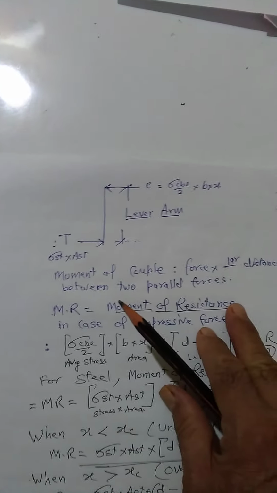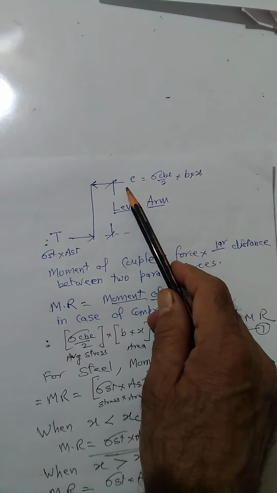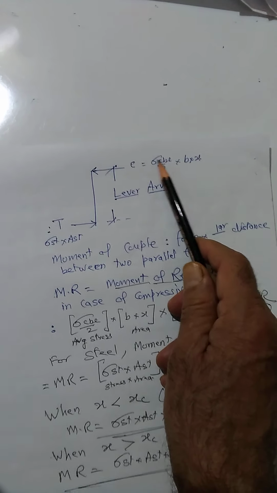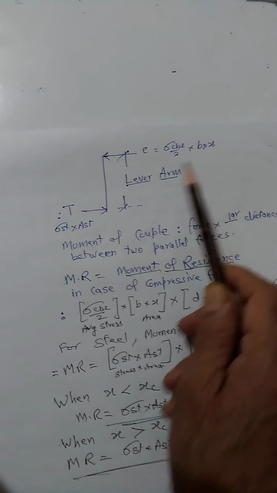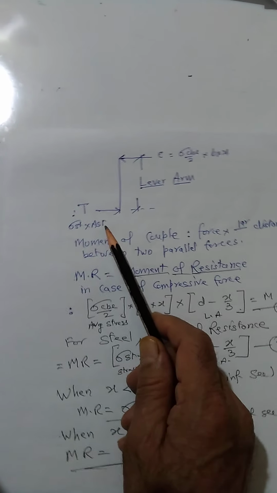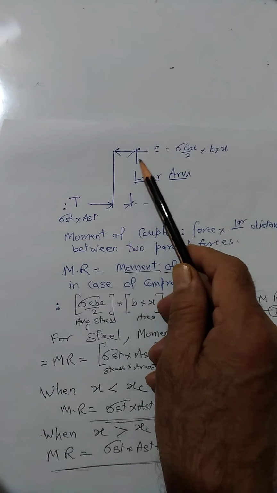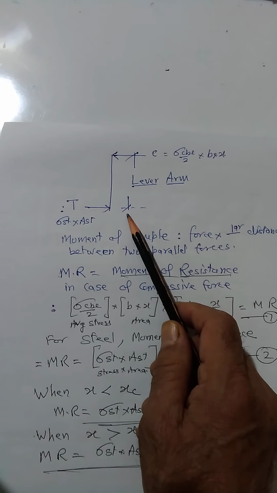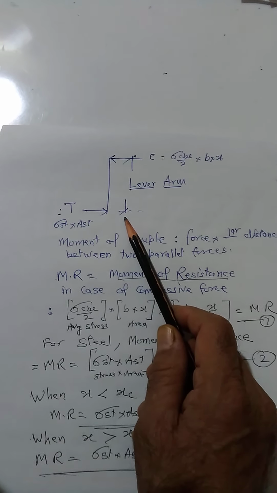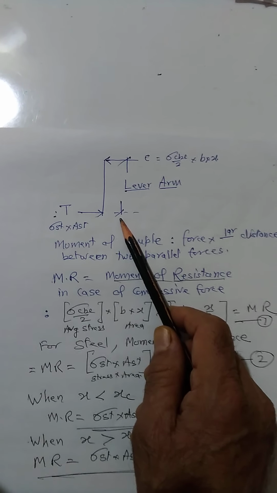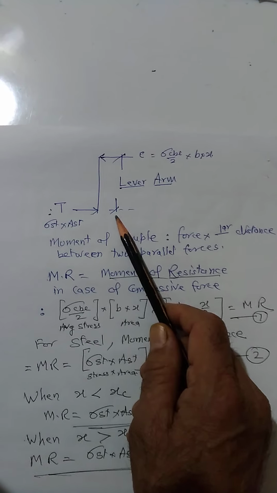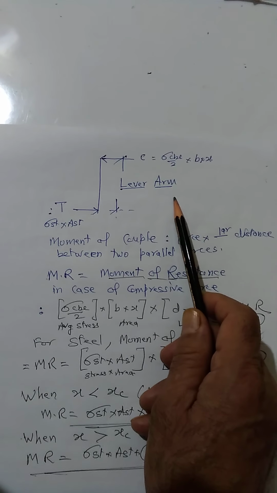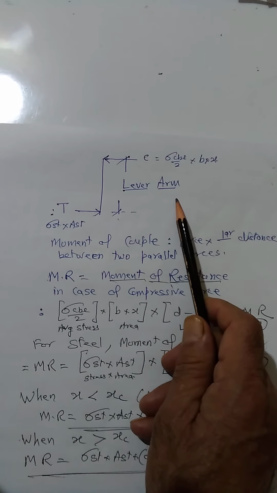I will repeat that same figure. Compressive force, that is average stress into area, sigma CBC by 2 into B into X, and this is sigma ST into AST. The distance between the two, which we call the arm of a couple in the case of the couple, but in the case of RCC, that arm of a couple is denoted by lever arm.